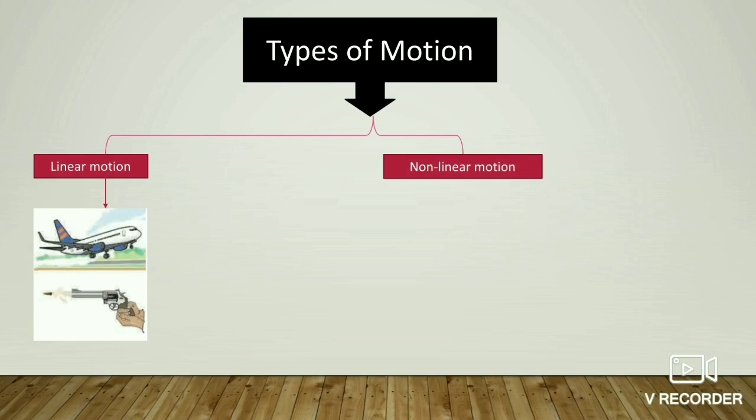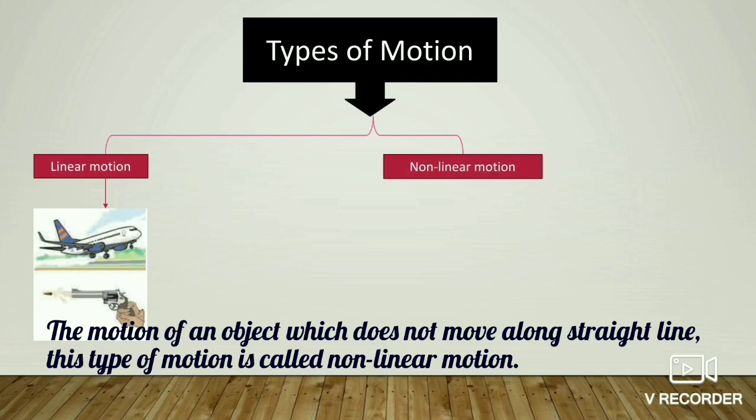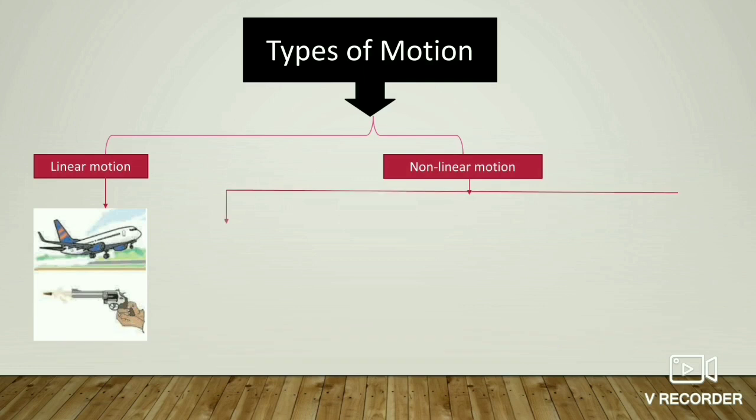Now second type, non-linear motion. The motion of an object that does not move in a straight line is called non-linear motion. There are four types of non-linear motion. First, oscillatory motion. Second, periodic motion. Third, circular motion. And fourth, random motion.